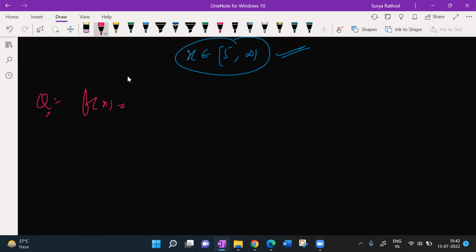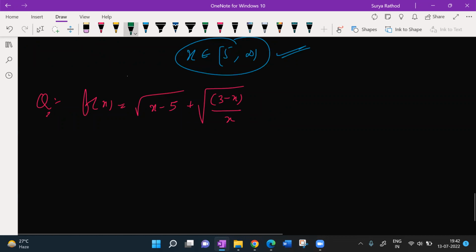f of x is equal to square root of x minus 5 plus square root of 3 minus x by x. Find the domain of this. Very important type of question. Quick.